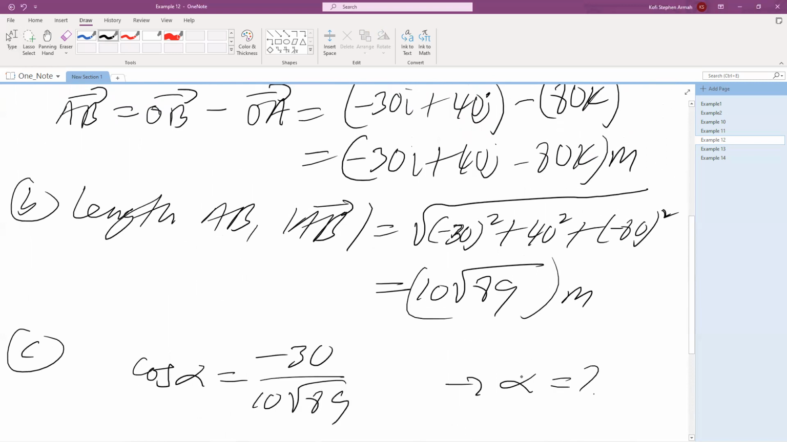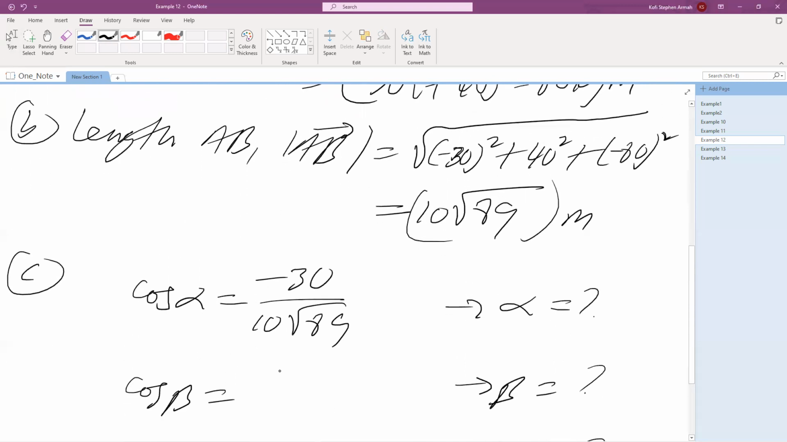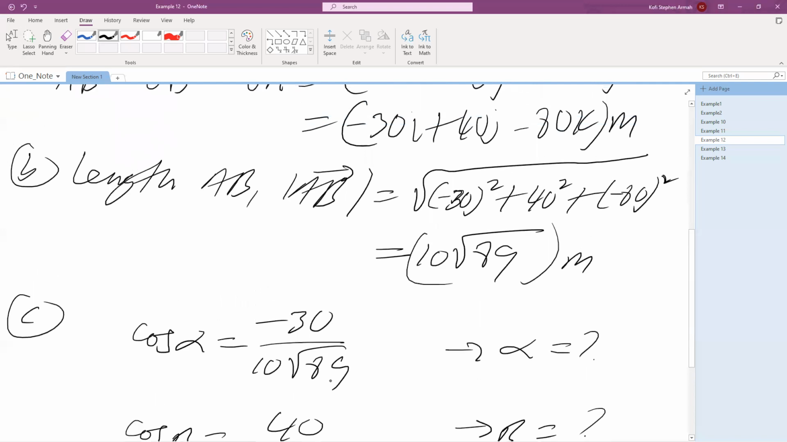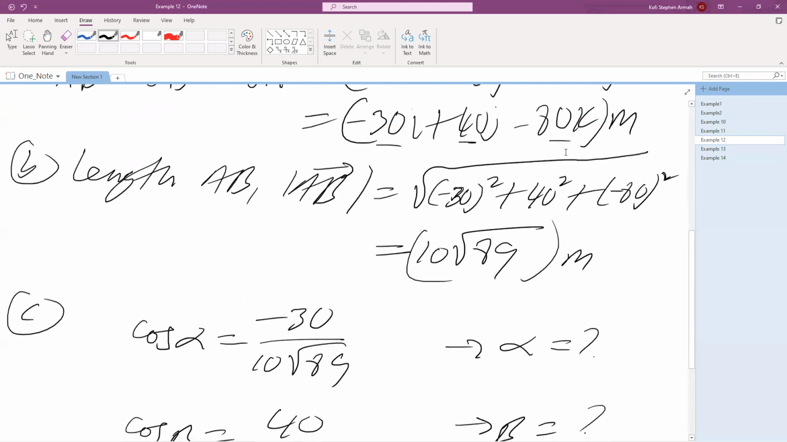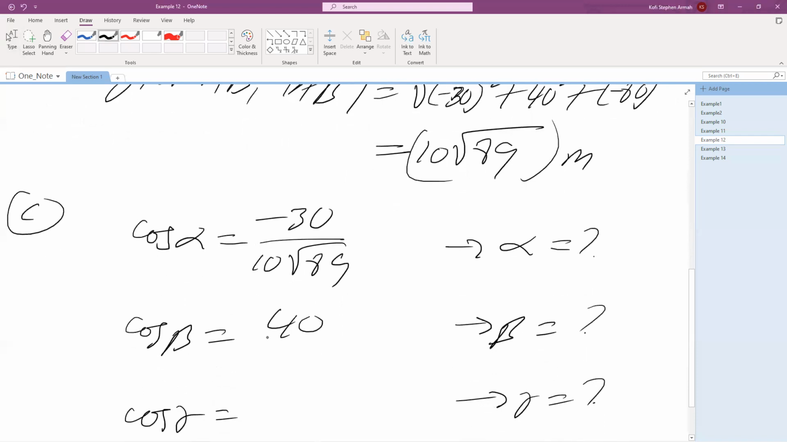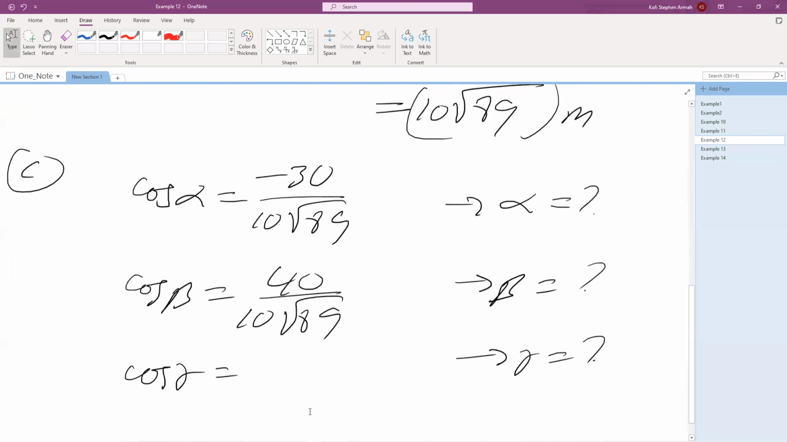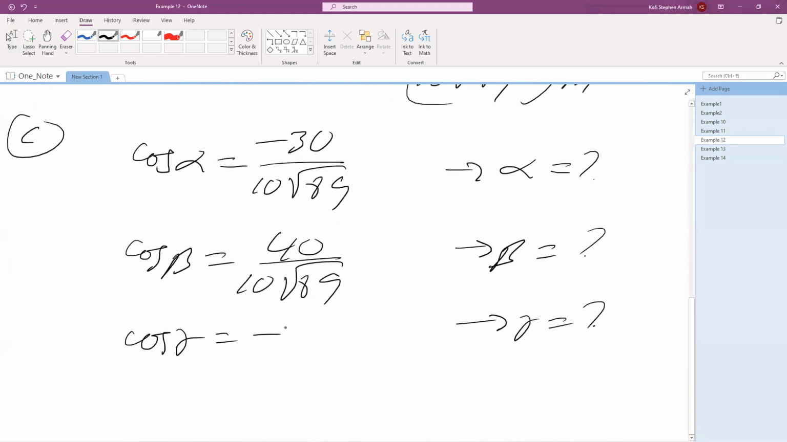And I can tell this angle, if you work it out, will be obtuse. The next one will be 40, as you can see here, you take it from here. So I'm picking these numbers: 40 over 10 root 89. And last but not least is minus 80 over 10 root 89. They didn't tell you, so you can leave the answer as the direction cosines.